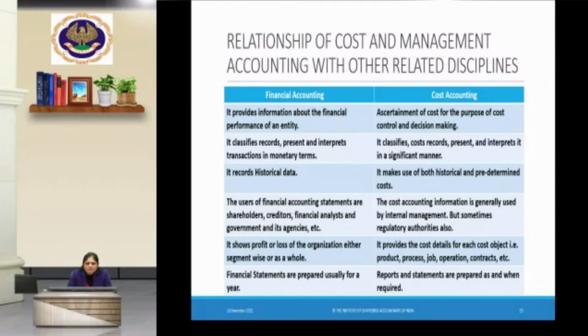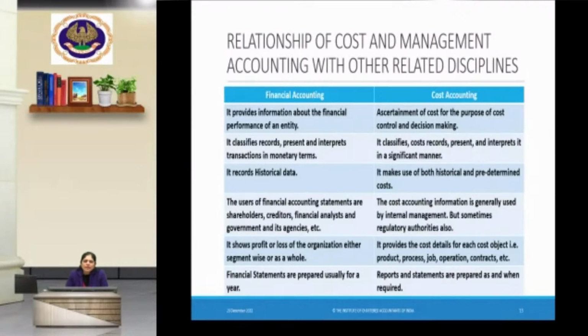Financial accounting classifies, records, presents and interprets transactions in monetary terms. Cost accounting classifies, records, presents and interprets cost in a significant manner. So basically, both have different interpretations, both have different records, both have different classifications, both have different formats as per the requirements of the different acts which they apply to.